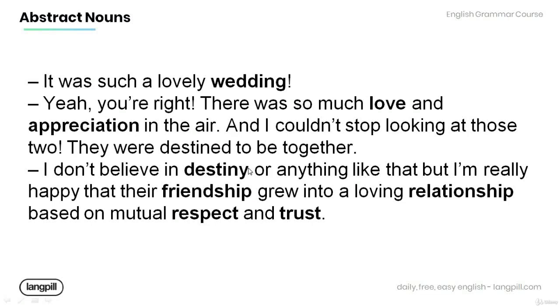It was such a lovely wedding. Yeah, you're right. There was so much love and appreciation in the air, and I couldn't stop looking at those two. They were destined to be together. I don't believe in destiny or anything like that, but I'm really happy that their friendship grew into a loving relationship based on mutual respect and trust.